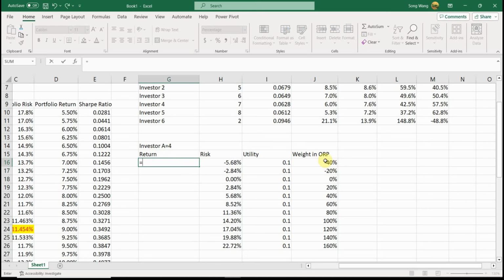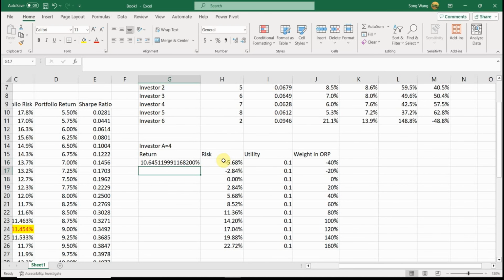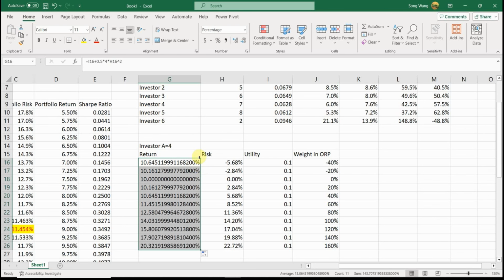And the return, well, the return will take a formula. This time it is not the weight of the risky times the return of risky plus the weight of risk-free times the return of risk-free. It is taking a formula. So it is the utility, the same utility, plus 0.5, which is half, times 4. 4 is the aversion indicator here, times the risk squared. The risk squared. Okay, and then I'm going to drag it all the way down.